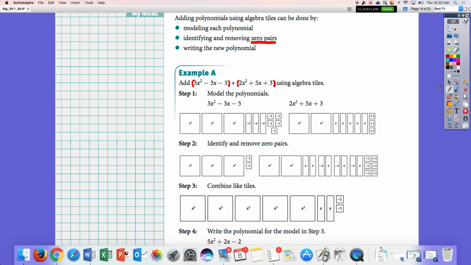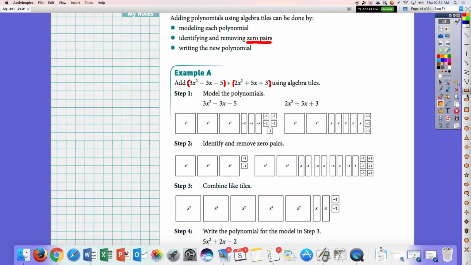So I know in your pack of algebra tiles, you do not have enough to model this, so please follow along here on the screen. When we model these polynomials, we have 3x squared minus 3x minus 5. So when we start out this model, we should have 3 blue squares, 3 red rectangles, and then even our constant terms are going to be red because they are being subtracted.